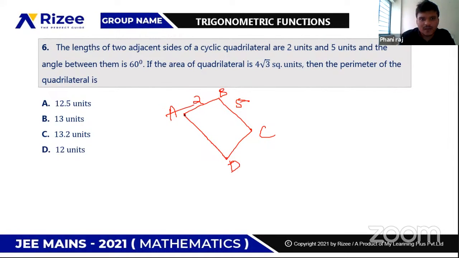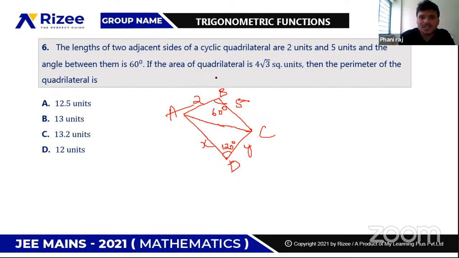So you see, angle between both of them is what? This is 60. Opposite angles sum to 180 in a cyclic quadrilateral. That's why he has given that information. So this is 120. Suppose this is x and this is y. We should find x and y just to get the perimeter.